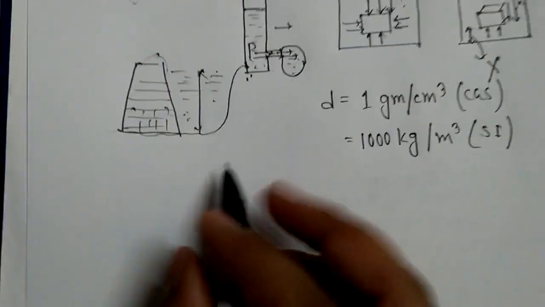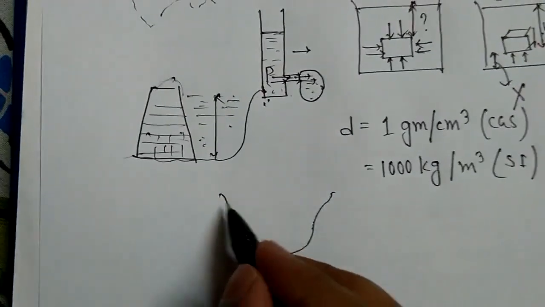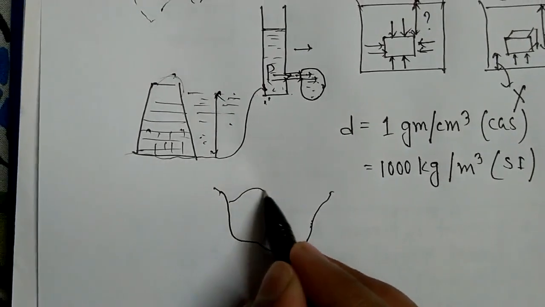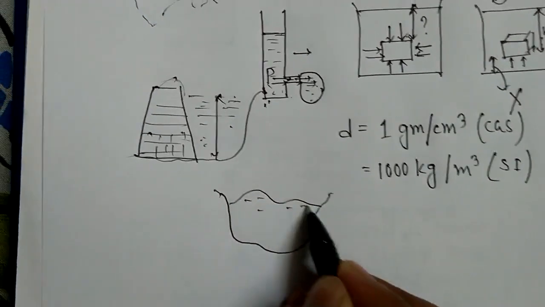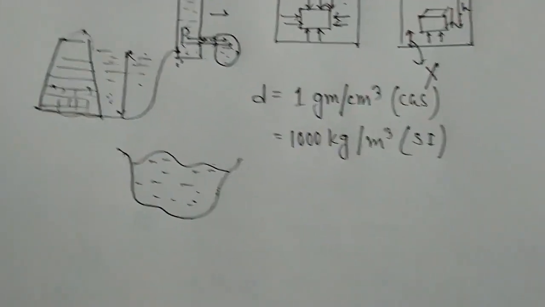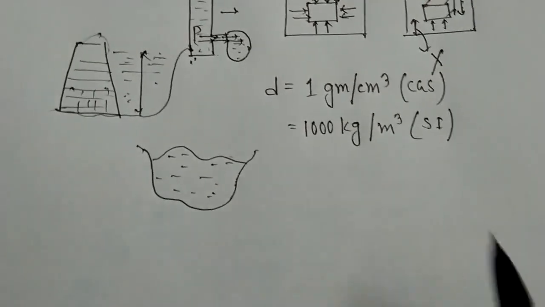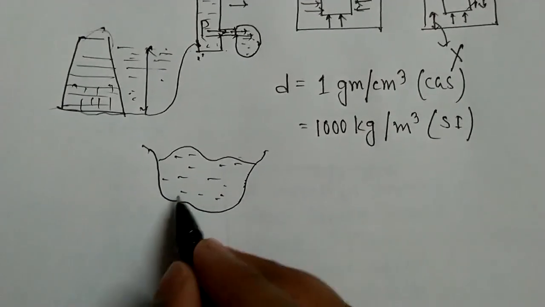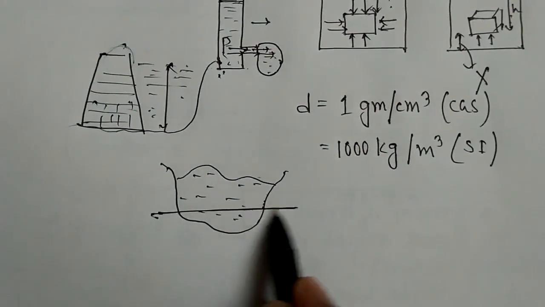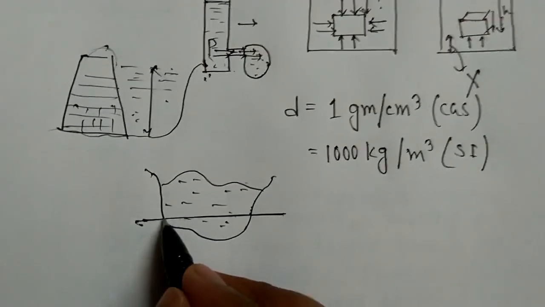We know that any liquid always seeks its own level. Suppose there is no airflow, then will the liquid be like this? This is the water surface, let's say. Have you ever seen the liquid surface like this? No, we have never seen. Why? Because if you consider a single level, suppose this is the level under the lake, we are considering this is the level.